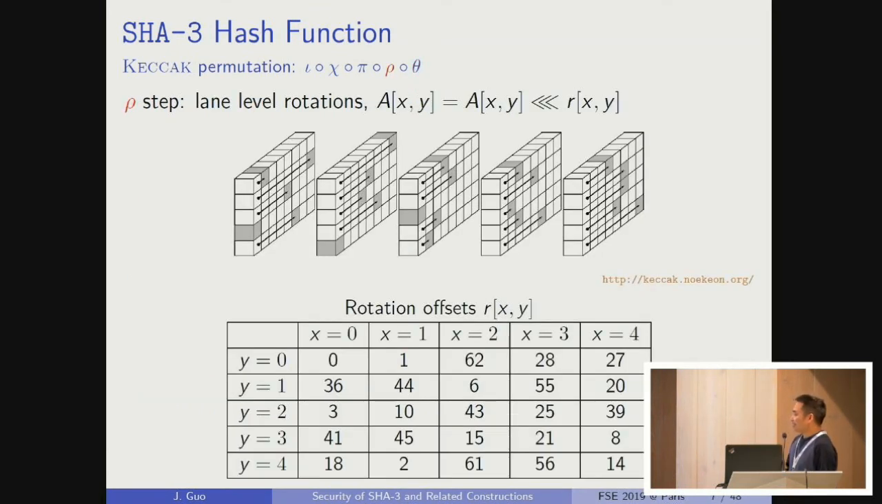Rho is a rotation within the lane. There's a different rotation constant defined for each lane.